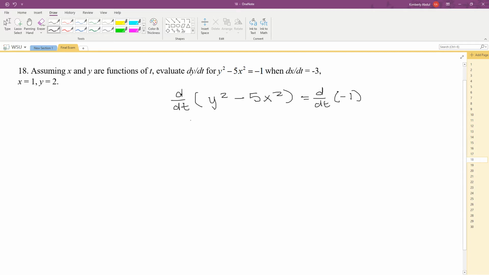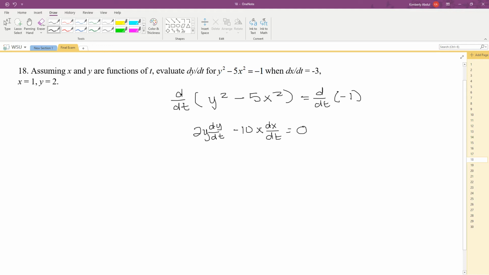So for here, we're going to take the derivative of the outside function. So it's going to be 2y, and then times the derivative of the inside function, which is dy/dt. Same thing here. So we're going to take negative 5 multiplied by 2. We'll get negative 10x, and then times the derivative of the inside function, which is dx/dt. And then on this side, the derivative of a constant is just 0.